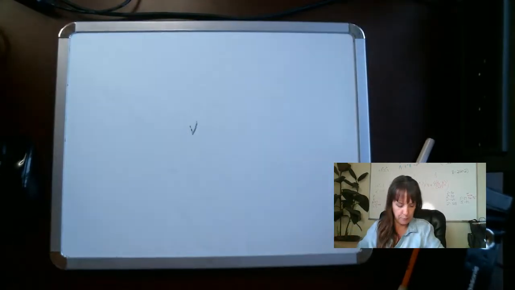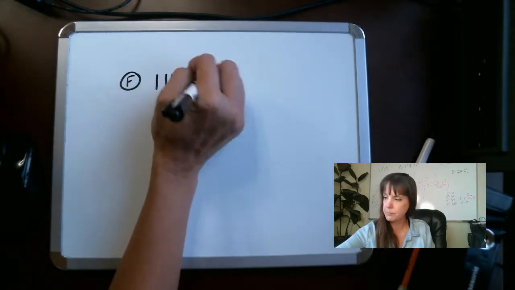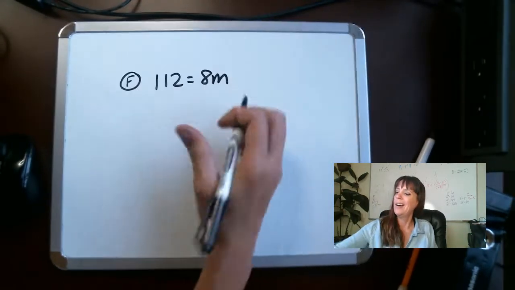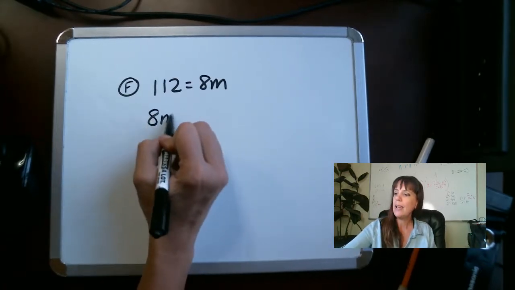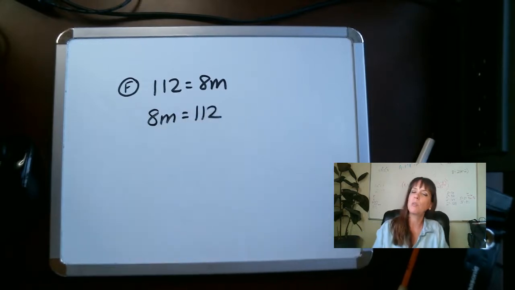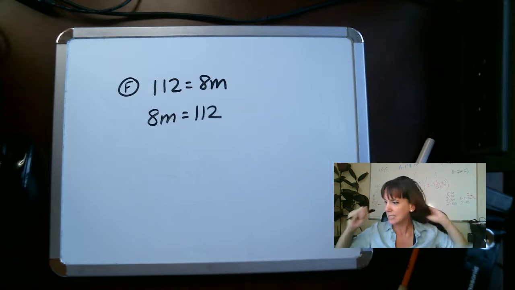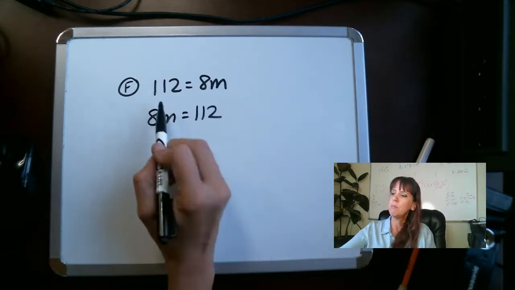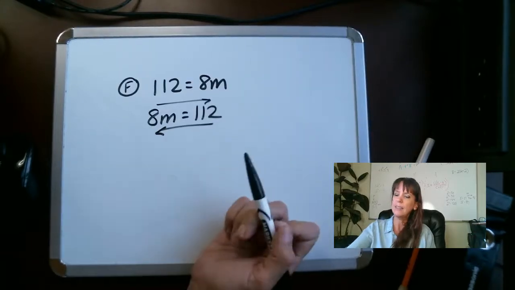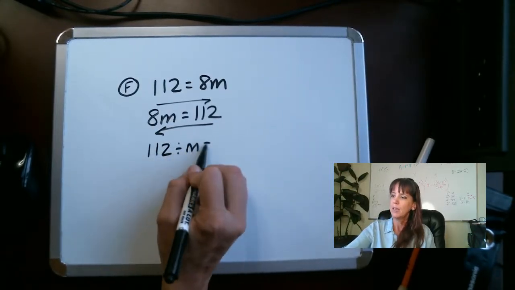All right, let's look at F. This is written in the book like this. Now, to make your life easier, when you write it down, throw that equal sign and all the stuff that comes with it on the other side. So 8M equals 112. That's how I would write it down, just so that it's in a nice order, right? Okay, so with this said, we multiply in that direction, divide in this direction. So that will give us 112 divided by M equals 8.